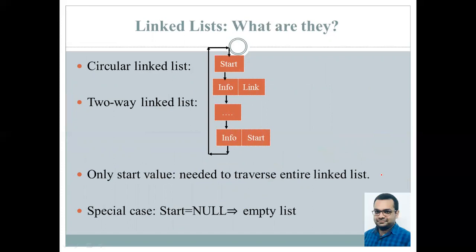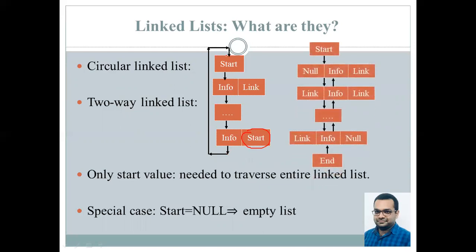Here's an example of a circular linked list. Where the difference comes in, you have the start pointer, the information and link part in the other nodes, and then when you reach the last node, now you can see over here the address field is no longer null. The last node points to the first node.